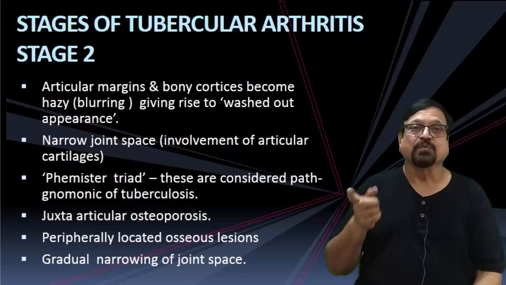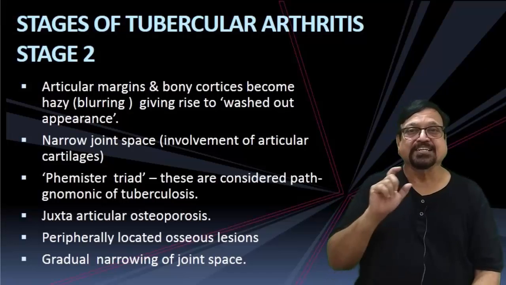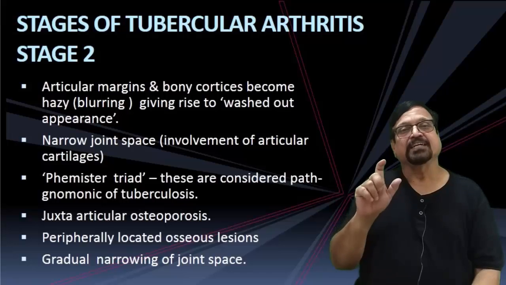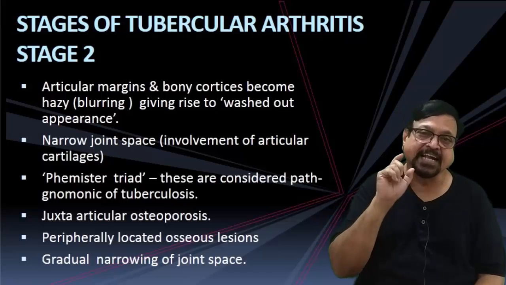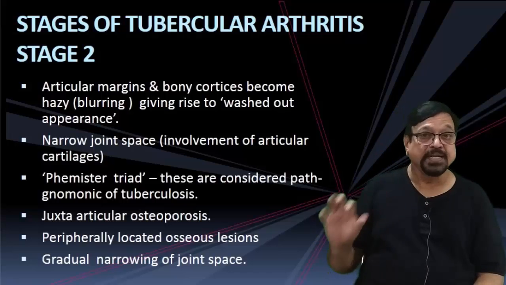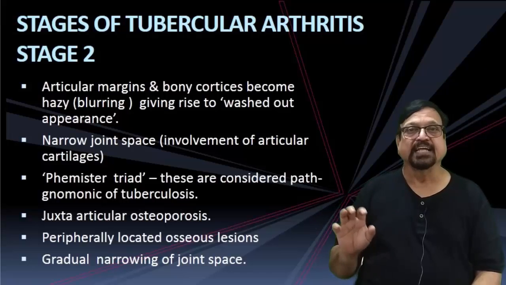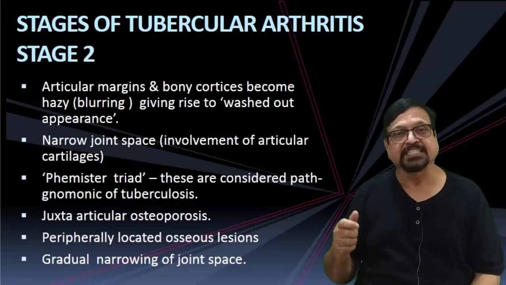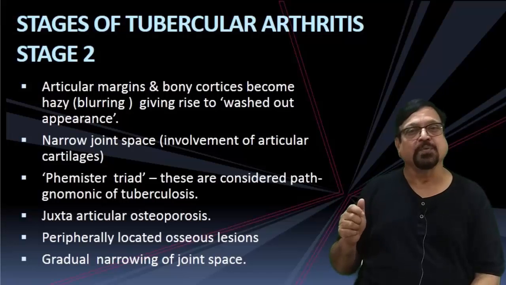Now what is Phemister triad? It's a triad by which a diagnosis of tubercular arthritis is made. We are going to see it in more detail subsequently in a film reading session. It is going to be extensively covered in it.